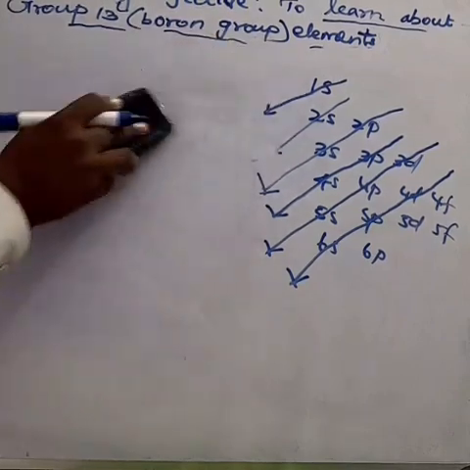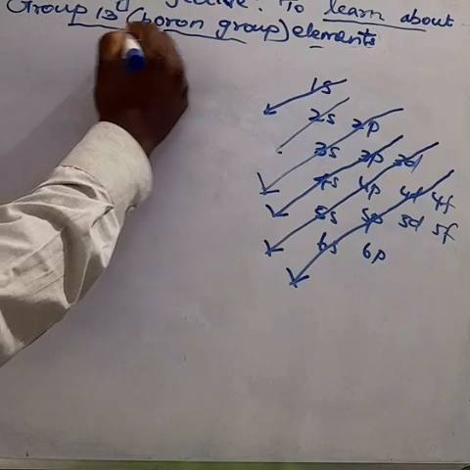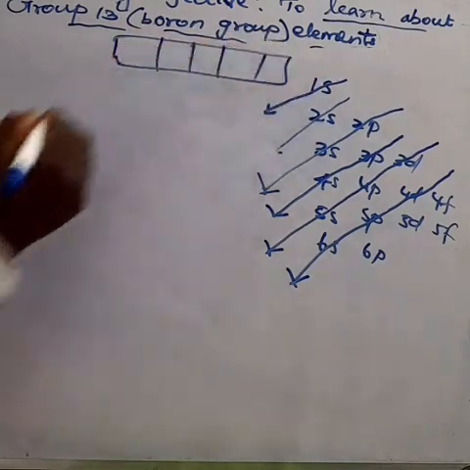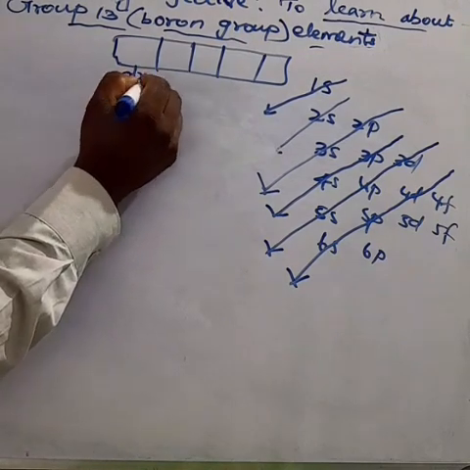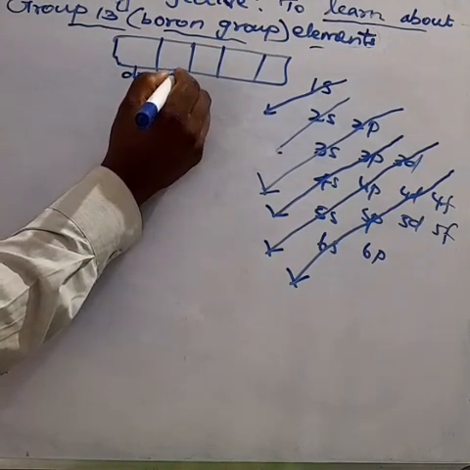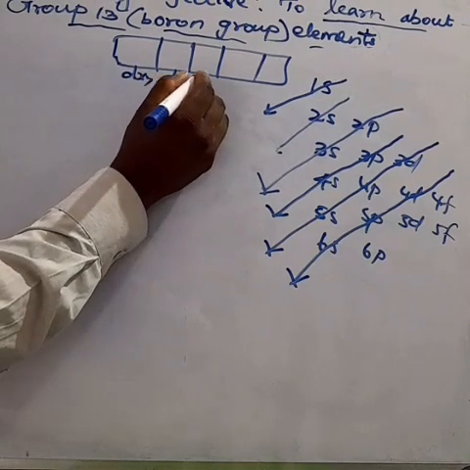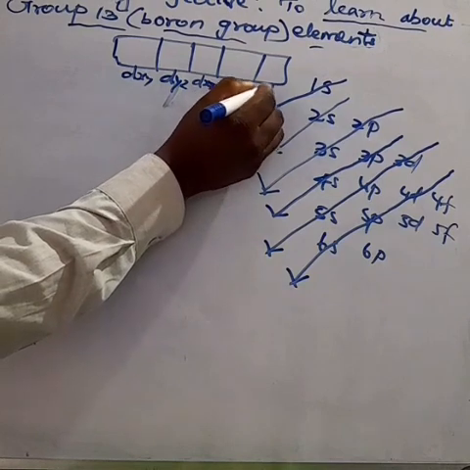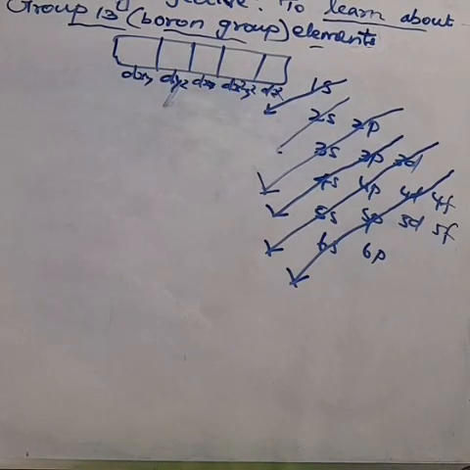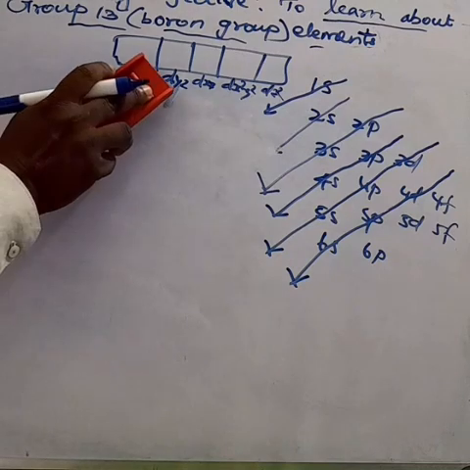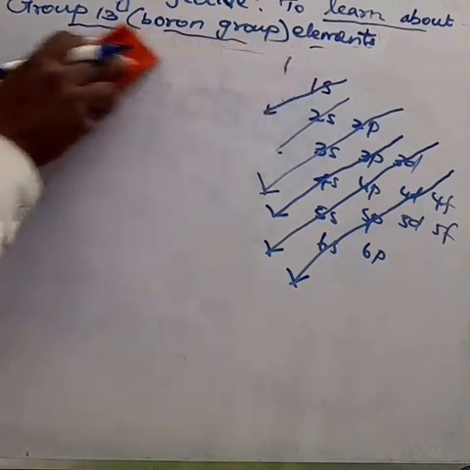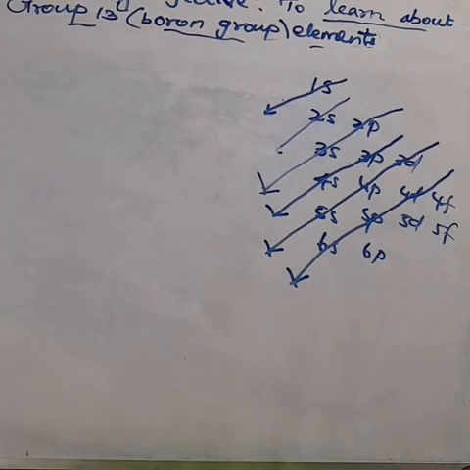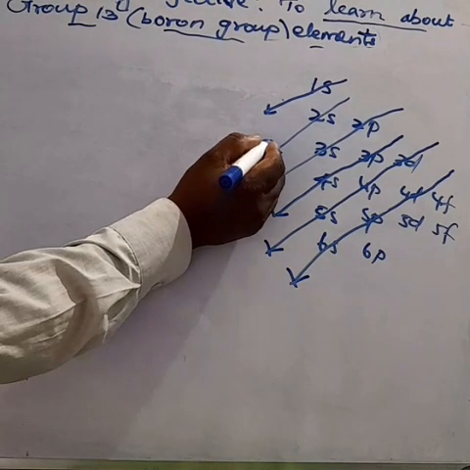Next, the d subshell also has 5 boxes, that is 1, 2, 3, 4, 5: dxy, dyz, dxz, dx square minus y square, dz square. We already know about f also. Anyhow, we start here because we are learning p block elements, only p block elements. The f orbitals we will discuss with the f block elements.